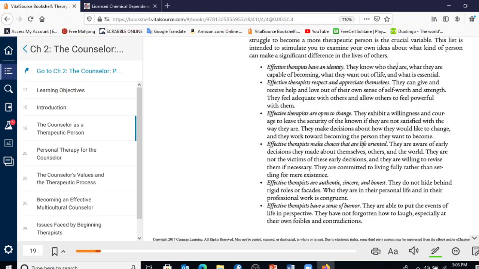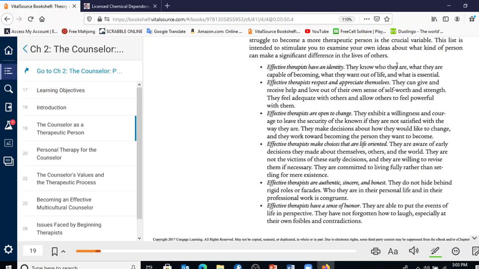So we try to make choices that are life-oriented, that are committed to a fuller life, a more satisfying life, a more honest life. Effective therapists are authentic, sincere, and honest. Don't hide behind, I'm the counselor, I'm the therapist, I'm the doctor, I'm the teacher. None of that stuff. Who we are in our personal life and our professional work is congruent. I'm not playing a role when I come into work.